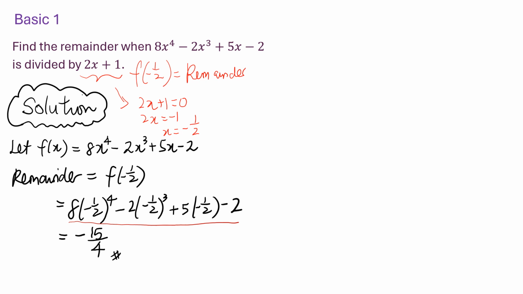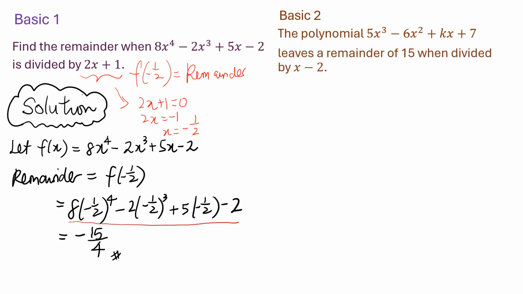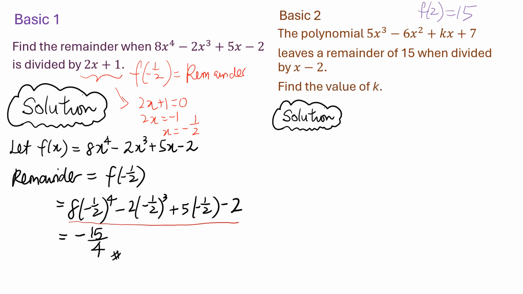Let's look at another basic question. In this question, there's an unknown in the polynomial, and that is k. We are given that this polynomial leaves a remainder of 15 when divided by x minus 2. So according to the remainder theorem, when I substitute my x to be 2, the remainder is equal to 15. So how do we go about solving this question? As we have done earlier, we will let this top polynomial be called f of x. So we're going to substitute x to be 2.